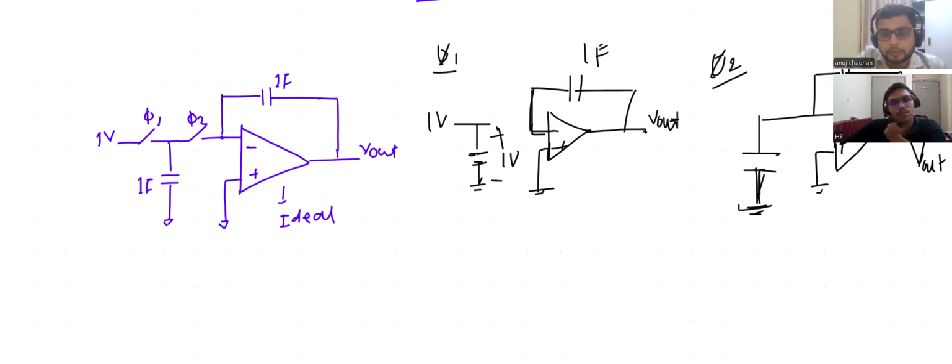Initially, what is the initial voltage across this capacitor? It is zero only. Then in this phase, my output is 0, because there is no current, there is no path to charge this capacitor. So I'm going from phase 1 to phase 2. I have 1 volt here, but negative feedback exists, so that is not valid. So this becomes 0 volt.